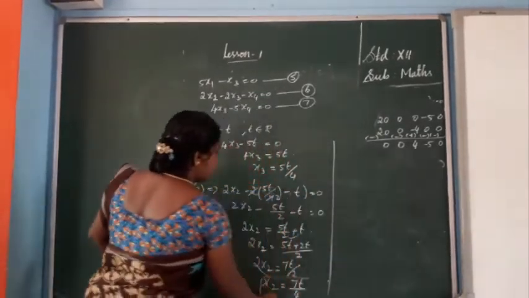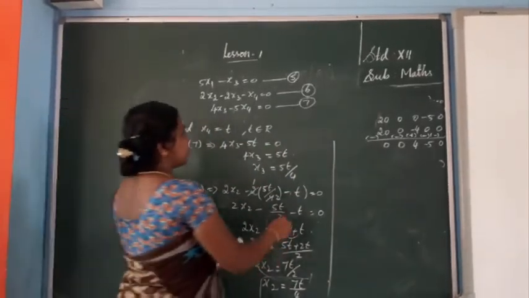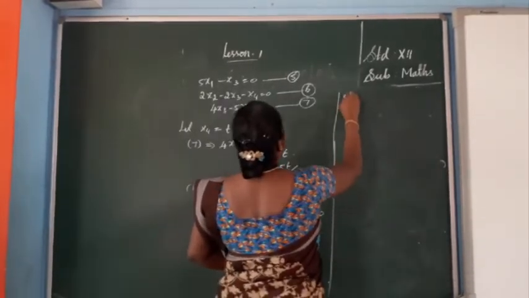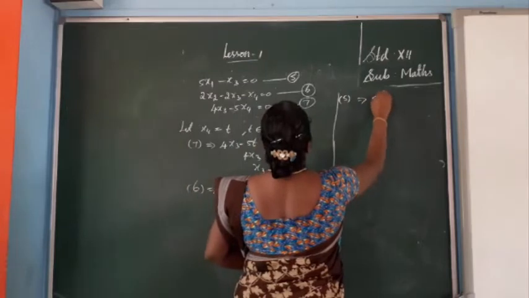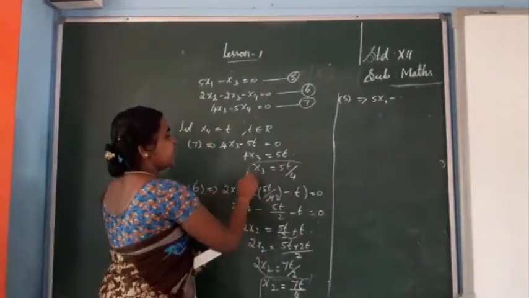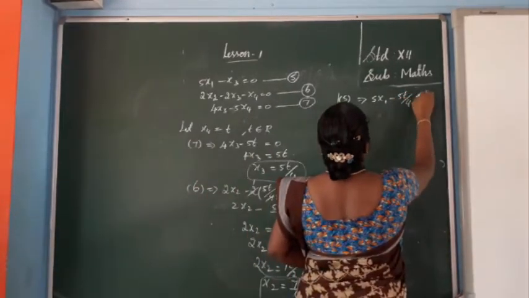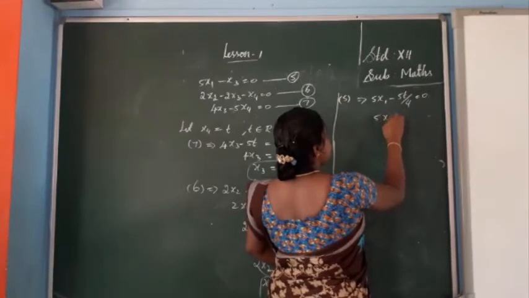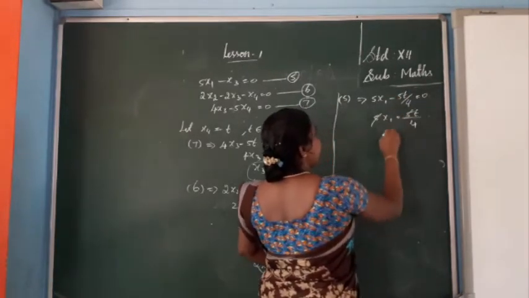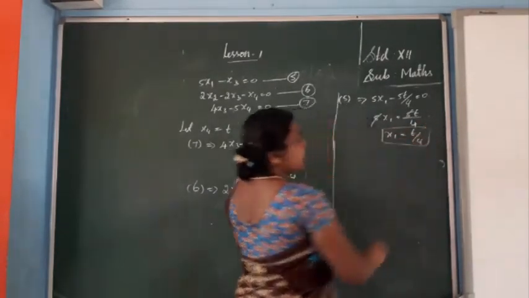x2 completed. Next we need x1 value. Substitute the value in 5th equation. So 5x1 minus x3. What's the value of x3? Actually, x3 value is 5t by 4. So 5x1 minus 5t by 4 equal to 0. Next, 5x1 equal to, this one you take right hand side, 5t by 4. So 5 cancel. So x1 equal to t by 4.